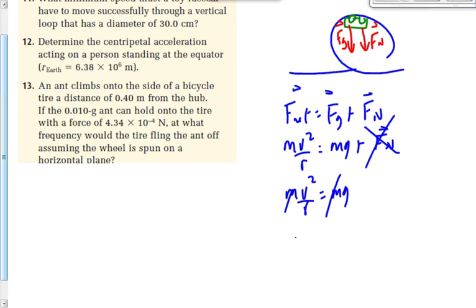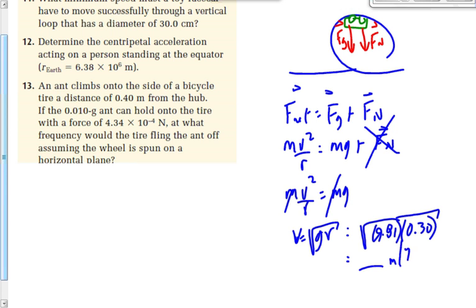Looking for v. It's the square root of g times r. The r goes up by multiplying, and we square root that. So it's going to be the square root of 9.81 times the radius of 0.30 meters. Okay, whatever we end up getting there. It's pretty straightforward at this point.